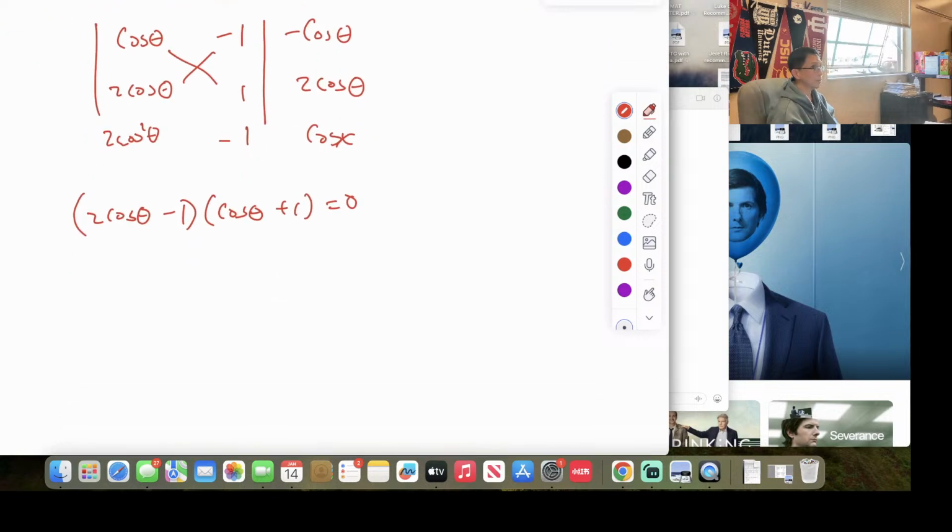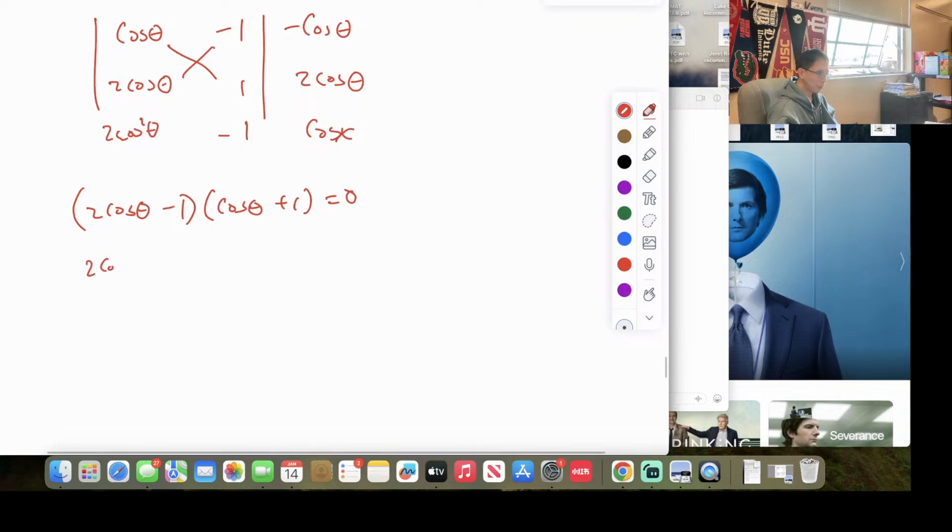What would you do if it is quadratic? What would you do? Set each one equal to what? Does that make sense? Cosine theta plus 1 is equal to 0, so cosine theta is equal to negative 1. Now, am I solving the question yet? I need to find out what theta is. What is theta here?